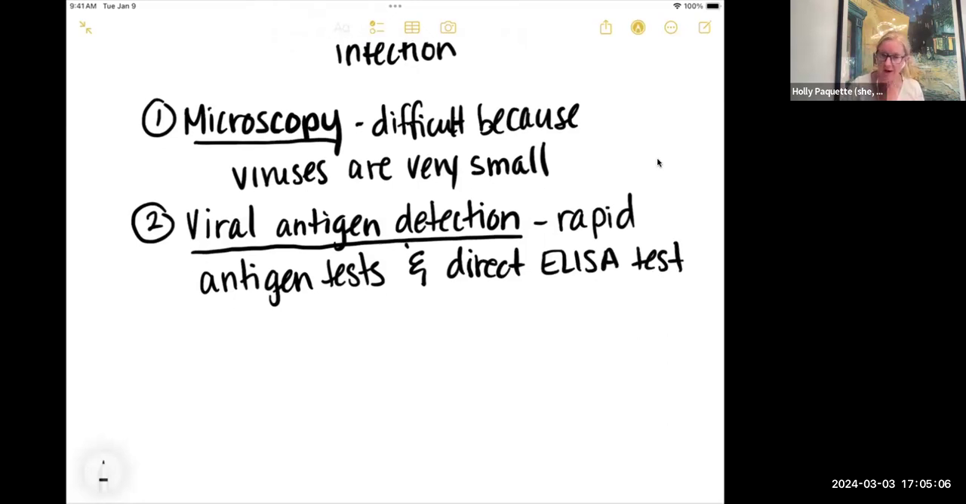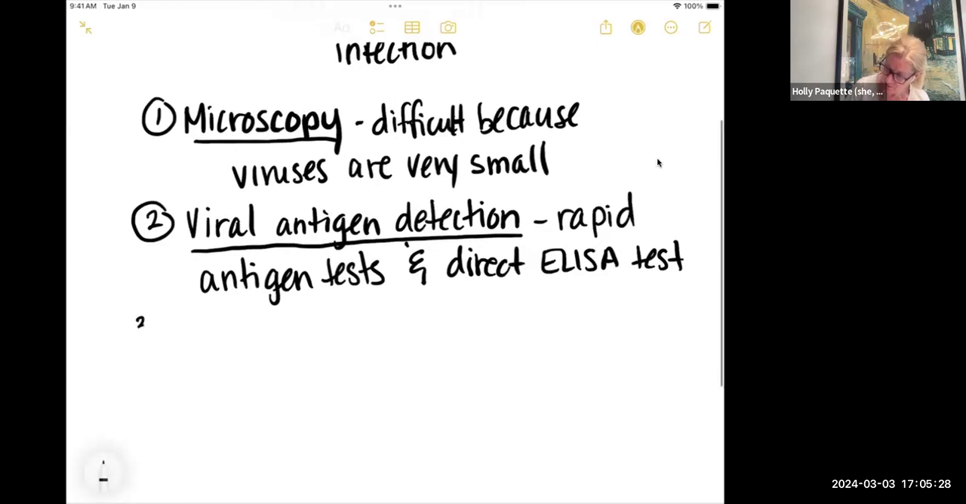This one, the viral antigen detection, is one of the better ways that we have to detect viruses. I will say that it's not always the best at picking up small amounts. So if you've just been exposed and you don't have very much virus, it doesn't work as well as some of the other ones. And so we'll talk about some of the other ones.